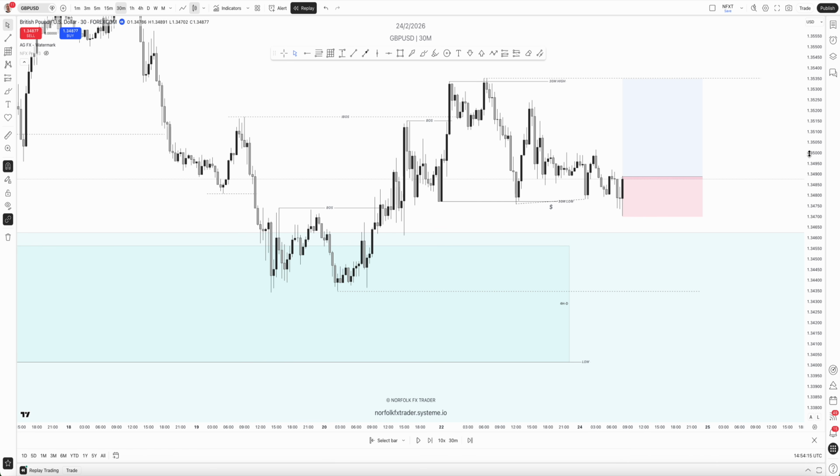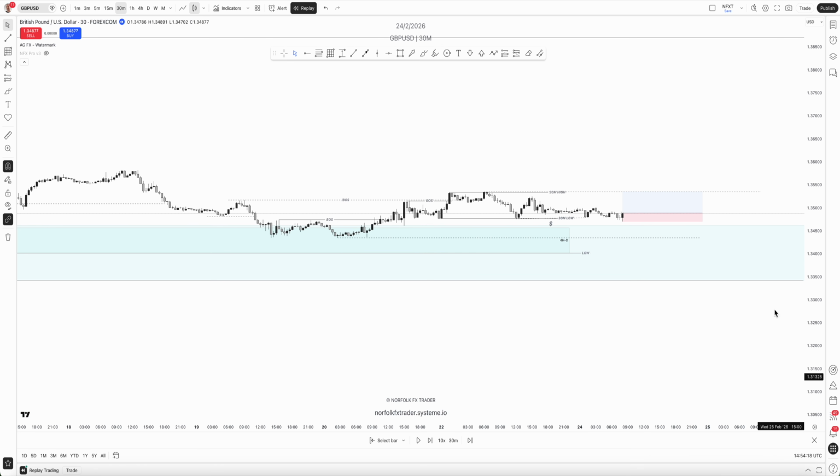Now I am going to hold on to this trade and see if it can run all the way up to that daily high up here.